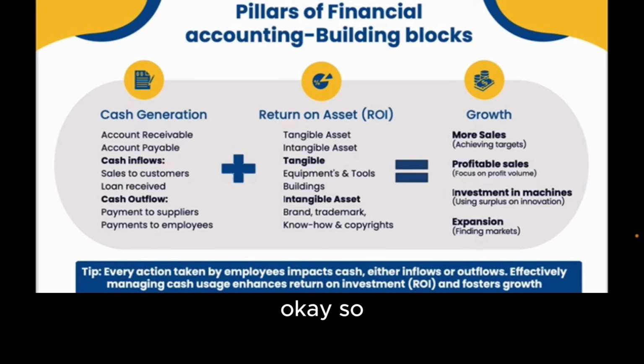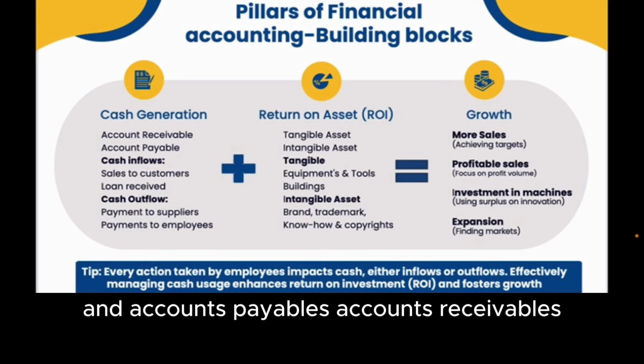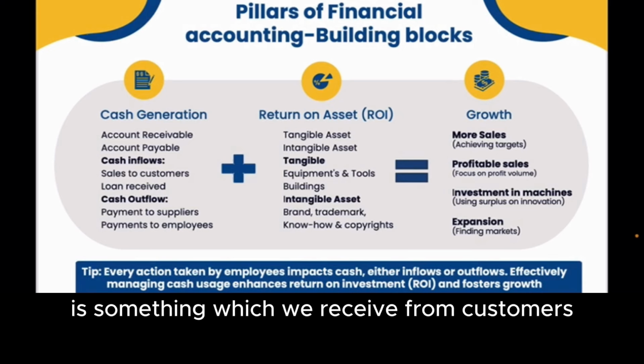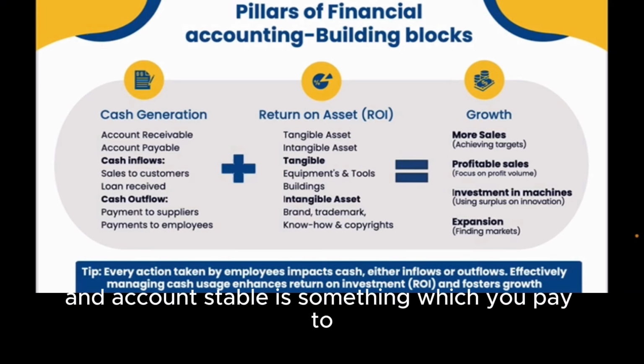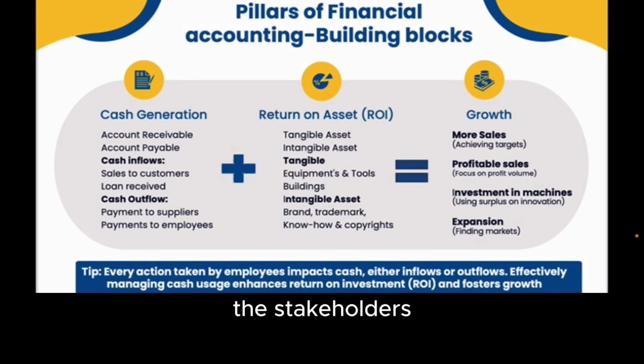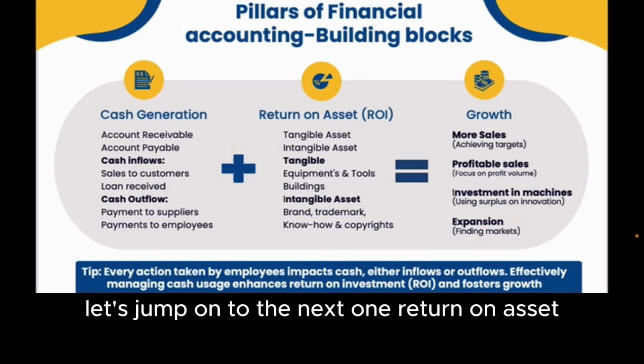Okay, so the whole concept of cash generation revolves around accounts receivable and accounts payable. Accounts receivable is something which we receive from customers or third parties, and accounts payable is something which we pay to the stakeholders, the partners like suppliers and employees. Clear? Let's jump on to the next one.